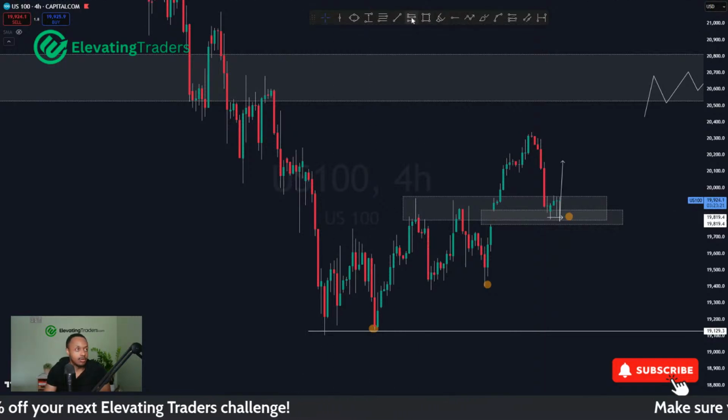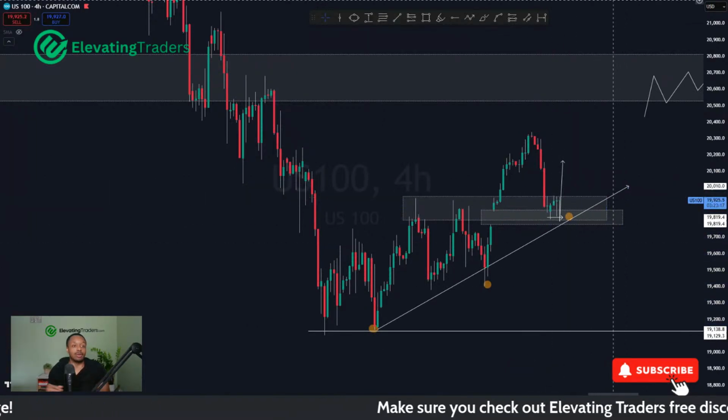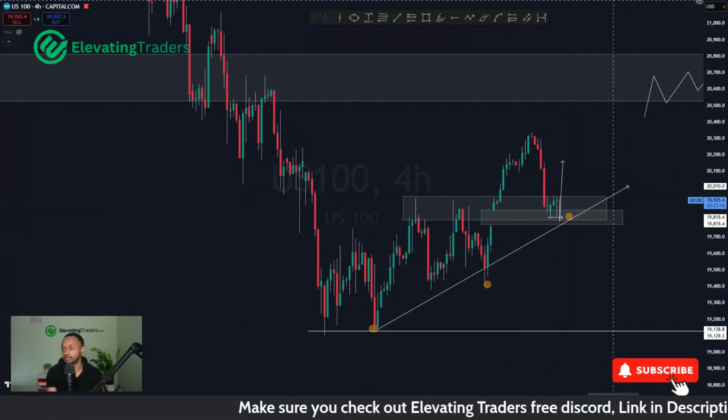Probably a bit of trend line confluence as well, connecting the swing lows. We might spike into the trend line. That would be a nice confluence before pushing up.